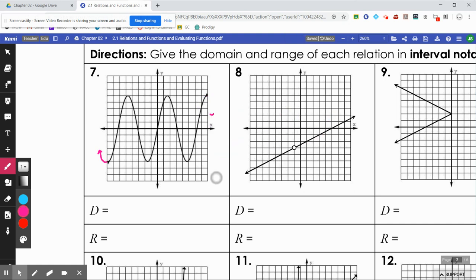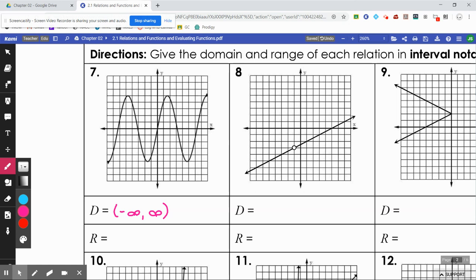So therefore, how far over does it start? Well, it goes forever. When does it stop? Well, it goes forever in that direction. So where is your graph located with your domain? It's anywhere from negative to positive infinity. There's no breaks in it, so it goes forever in both directions.